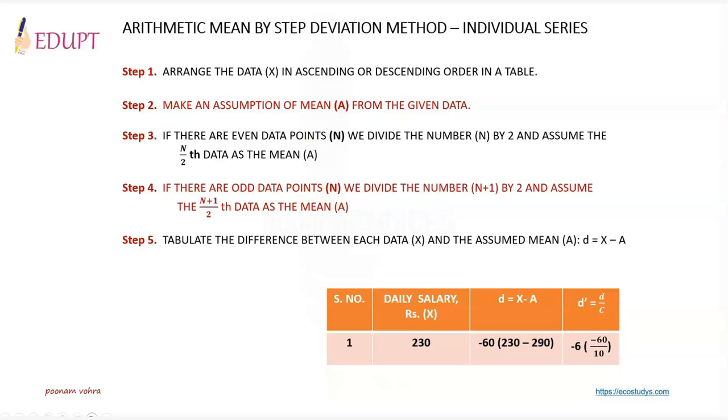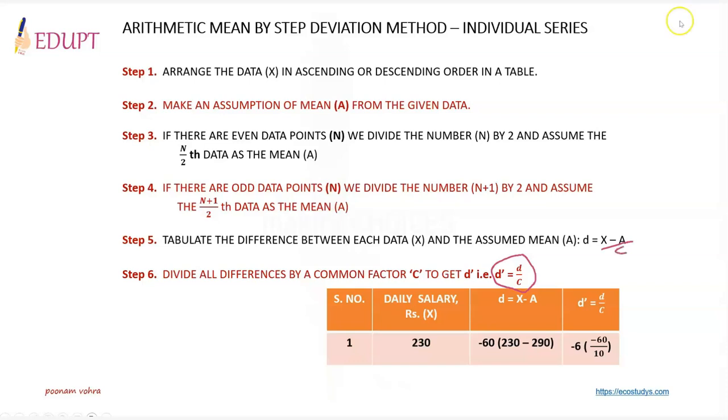Next step is the additional step, where you need to divide all the differences by a common factor and find d dash, that is deviation dash, which is d by c, that is x minus a by c. Like it is shown here in the table, just an example. 230 is the salary, assumed mean is 290. So you get deviation as minus 60, but deviation dash is minus 6, which is minus 60 divided by 10, 10 being the common factor.